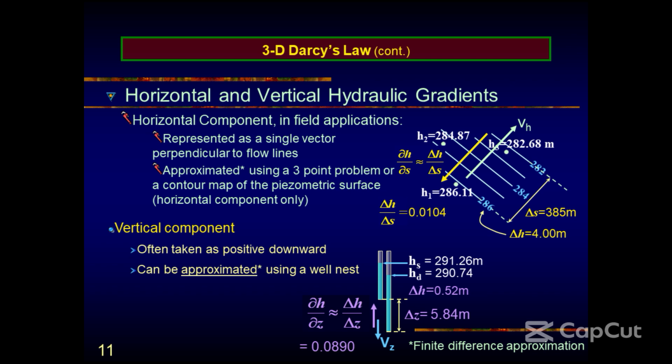Am I right? So for this figure, we have two wells. These are the heads in the two wells. So delta H is the difference in the heads, and then this is the difference in elevation. So to get the hydraulic gradient, we divide delta H by delta Z.